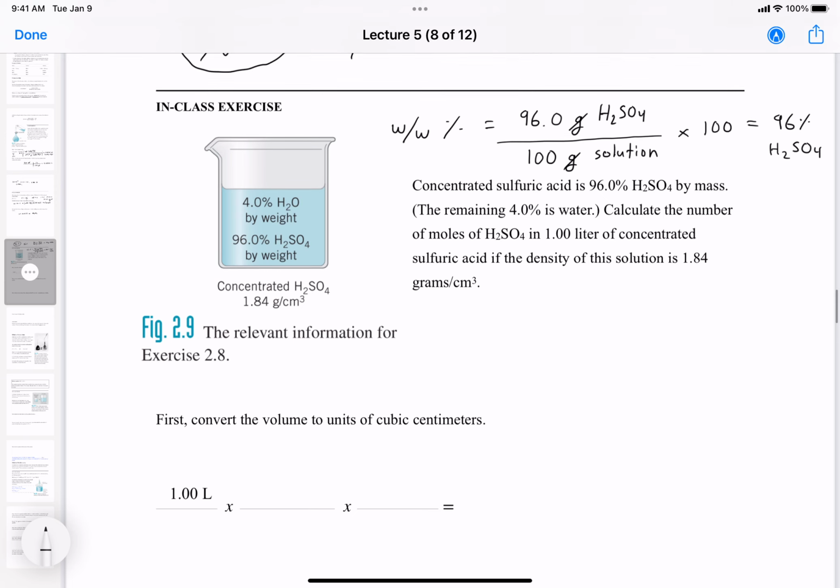Okay, so first we need to calculate the number of moles of sulfuric acid in 1 liter of concentrated sulfuric acid, if the density of the solution is 1.84. Okay, so let's go over that. So you may say, oh, why do we have to use the density? Well, when you're given concentration in percent, you need to use the density to figure out the moles.